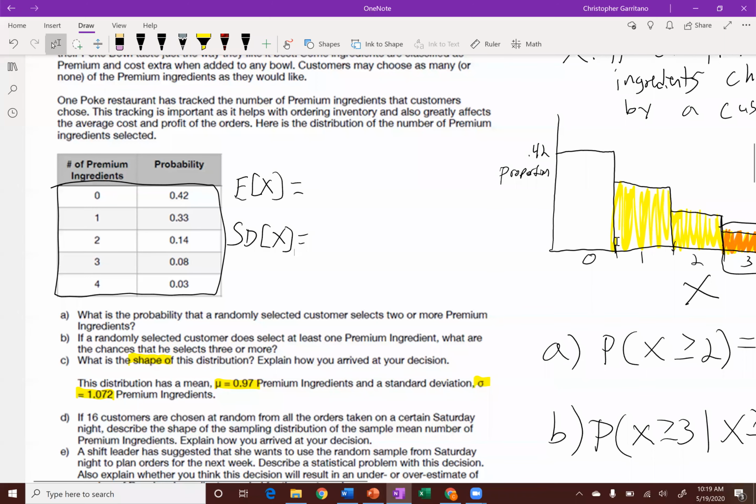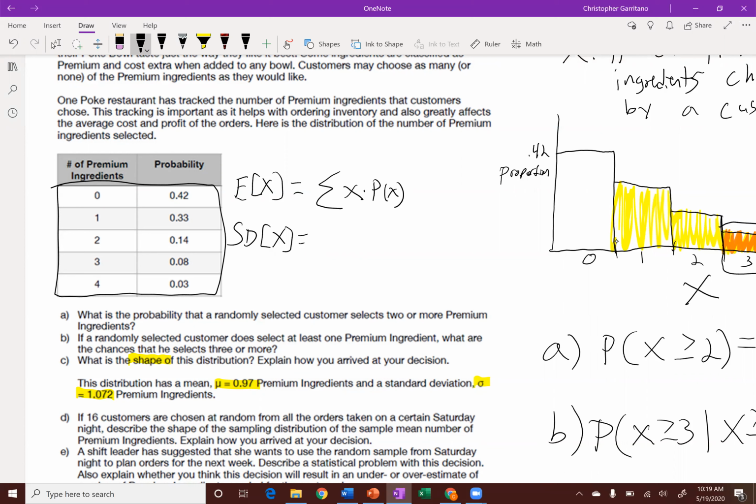All right, welcome back. So for expected value, remember we can take each possible outcome and multiply it by its probability and then sum all of those values together. In other words, we can get our expected value by taking the sum of each individual x multiplied by the probability of that individual x, and again, summing all of those terms together. In other words, like 0 times 0.42 plus 1 times 0.33 plus 2 times 0.14, so on and so forth. And you'll see that in this particular case, you do indeed get a mean of 0.97.